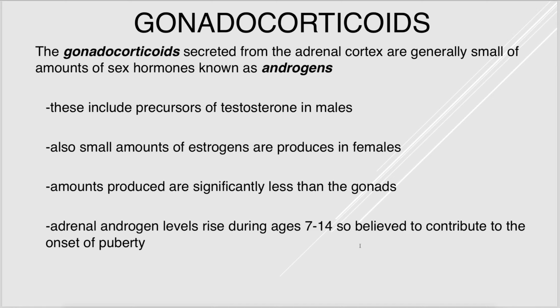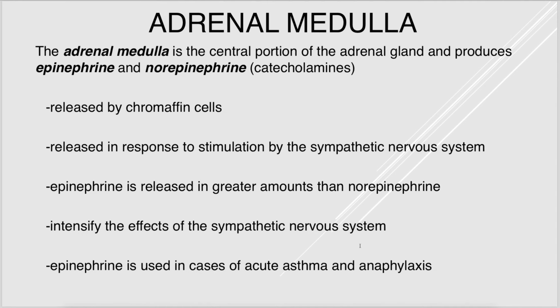The gonadocorticoids from the adrenal cortex are a very small amount, and they're typically androgens, which are kind of the precursors to male sex hormones like testosterone. But there's also some estrogens. The big takeaway is it's a really small amount. The majority of the gonadocorticoids are produced by the gonads. Androgen levels tend to rise during age 7 to 14, associated with the onset of puberty, and that makes sense.